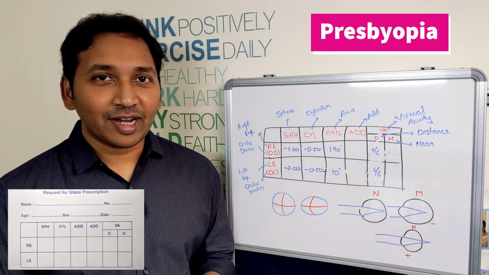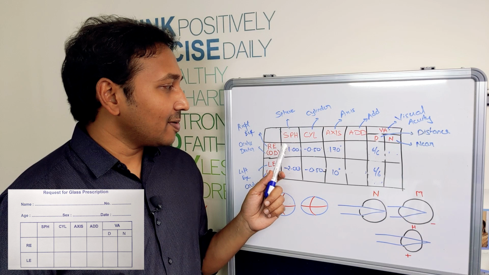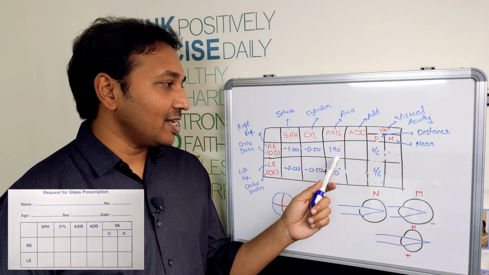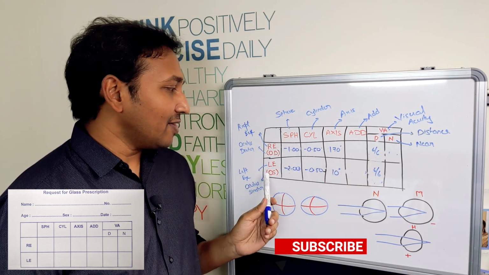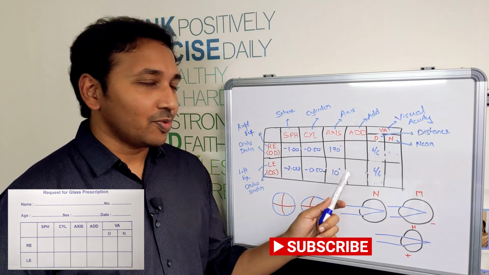The next time if someone asks what your eye power is, tell them that in the right eye it is -1 sphere, -0.5 cylinder at 170 improving to 6/6, and in the left eye it is -2 sphere, -0.5 cylinder at 10 improving to 6/6.